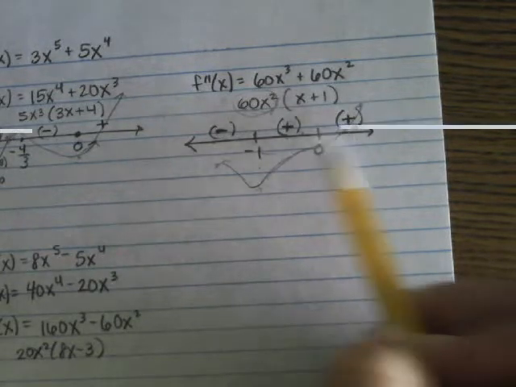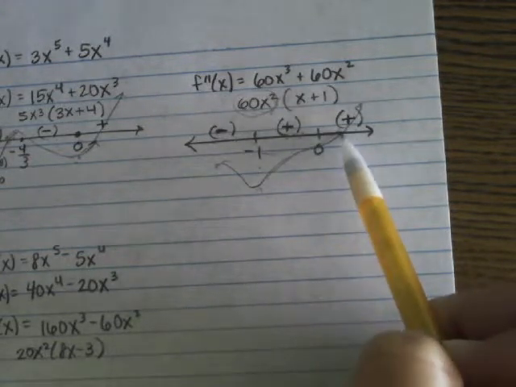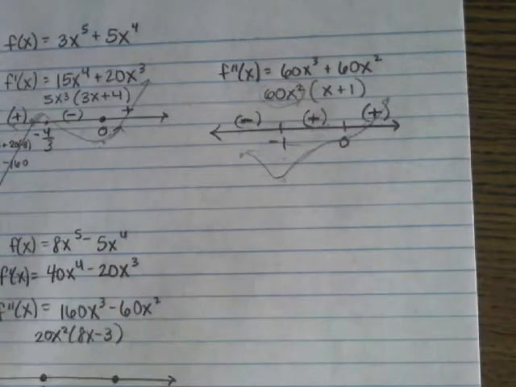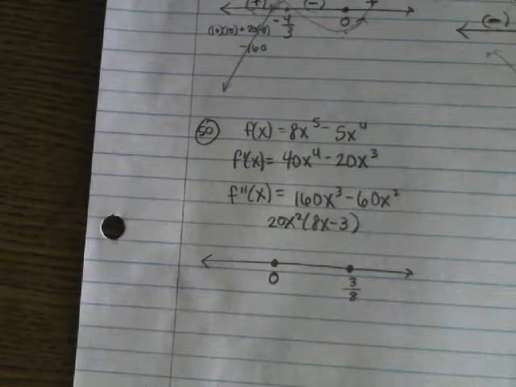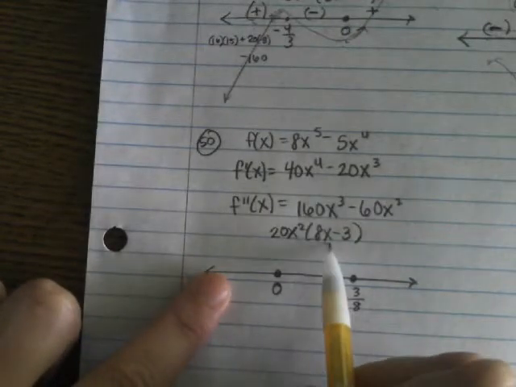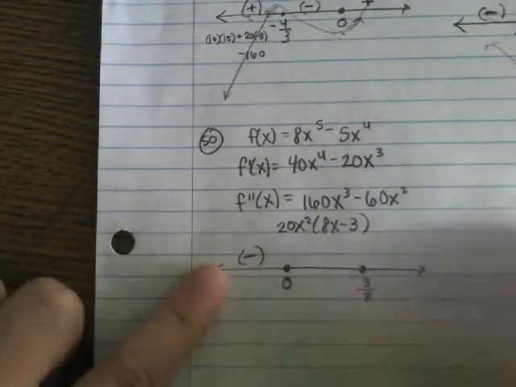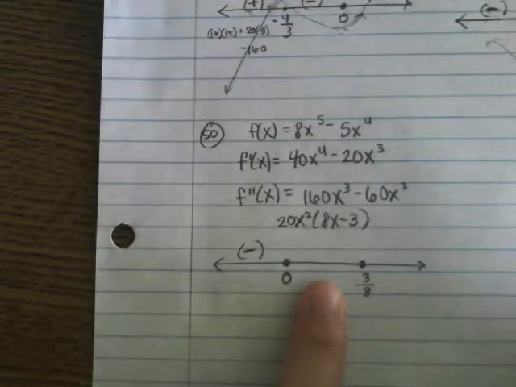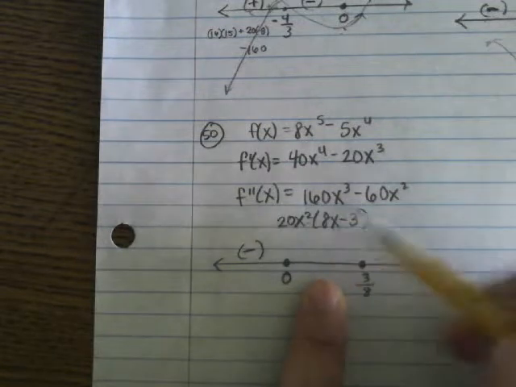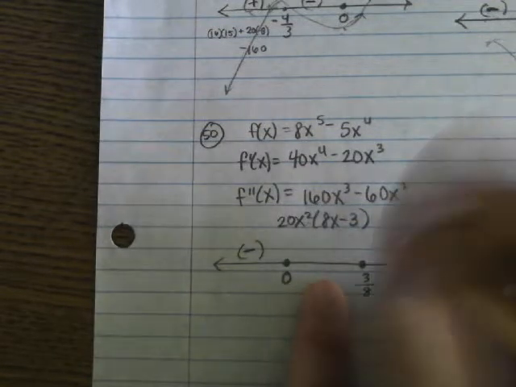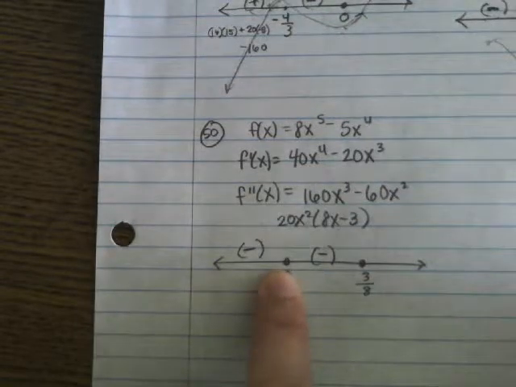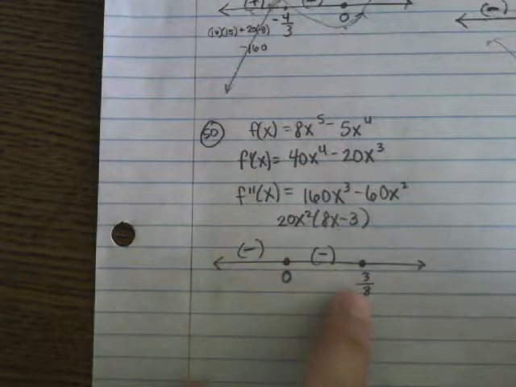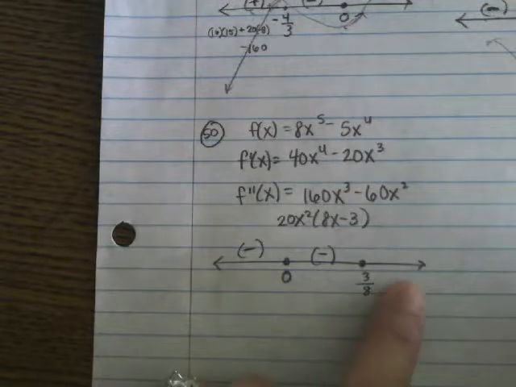So if I plug in -1, I'm going to get a positive times a negative. If I plug in a fourth, I'm still going to get a positive times a negative. And so 0 is not a point of inflection. And then if I plug in +1, I'm going to get a positive times a positive is a positive. So the only point of inflection occurs at 3/8. So the answer was 1.